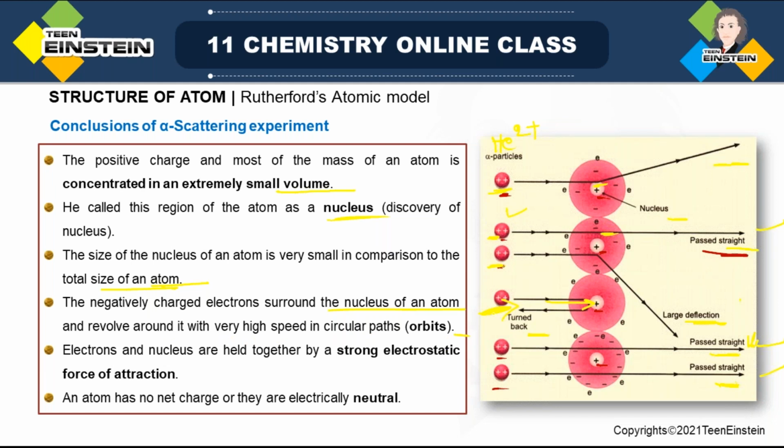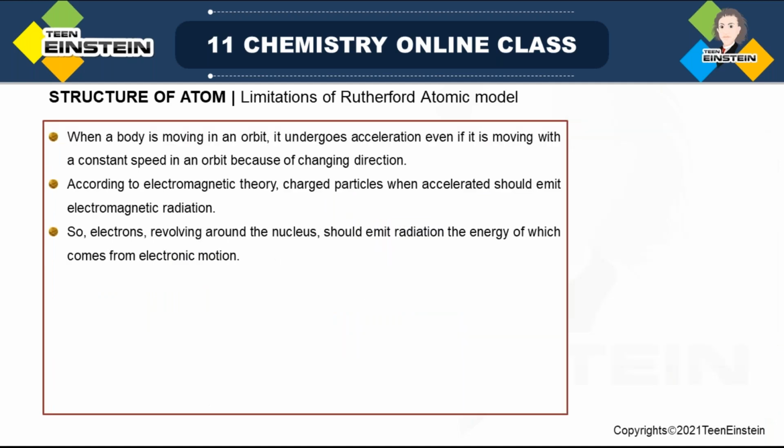The electrons and the nucleus exist together because of the strong electrostatic force of attraction. And overall, the charge of the atom is neutral because of the presence of these oppositely charged particles. Electrons are present, protons are also present. Actually, this term proton we are not using; we are just saying this positive charge that is present in the center. Fine. So these are the conclusions of the alpha scattering experiment.